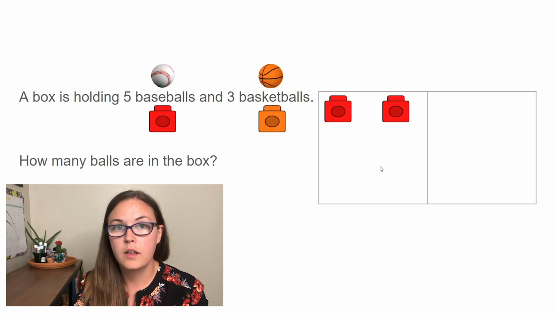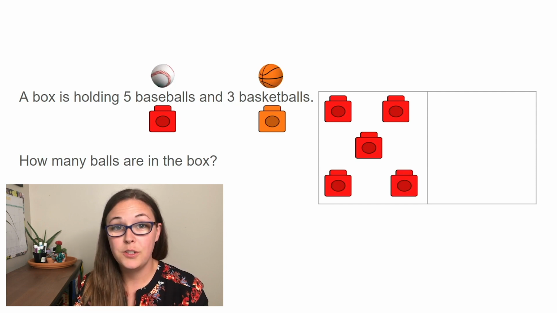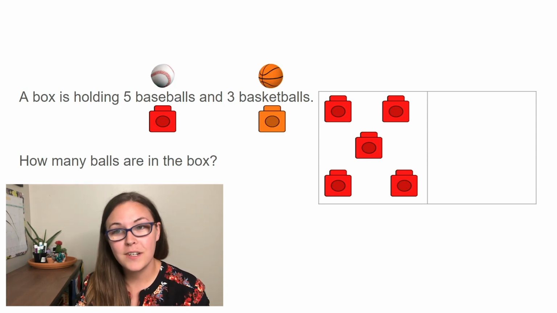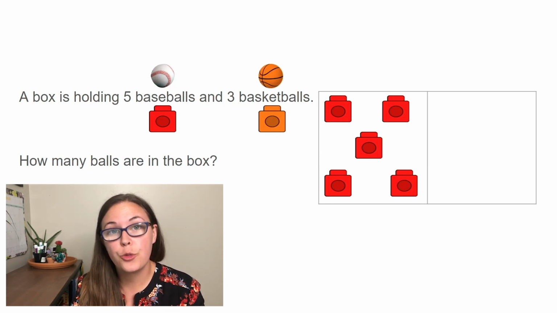1, 2, 3, 4, 5. Did you get 5 on your map? Great. Let's move on to the basketballs. How many basketballs did the problem say we needed? You guessed it, we need 3.